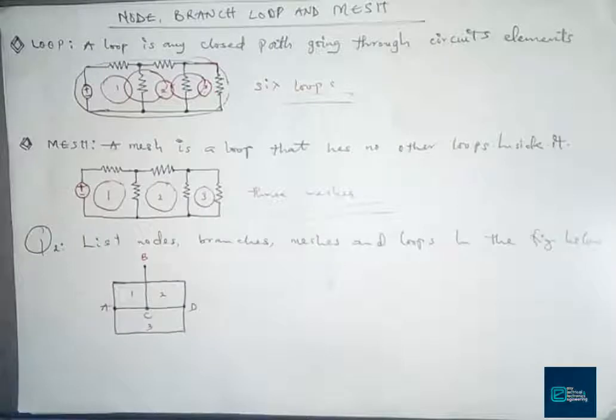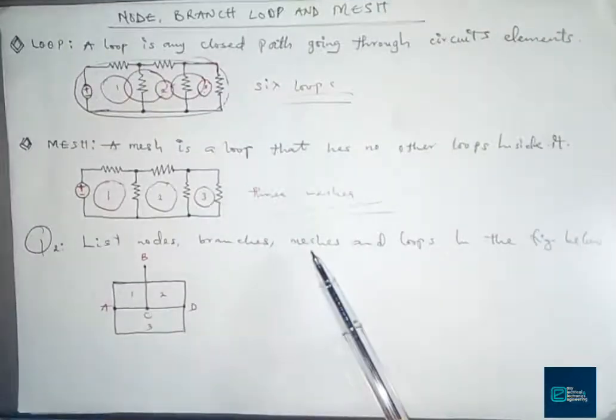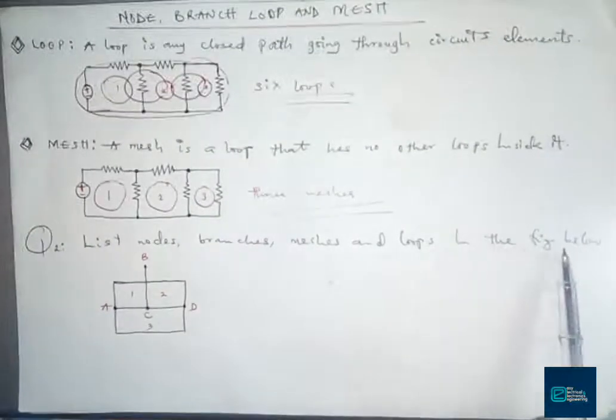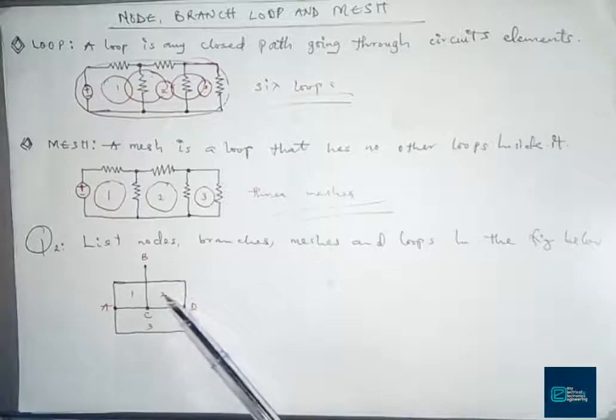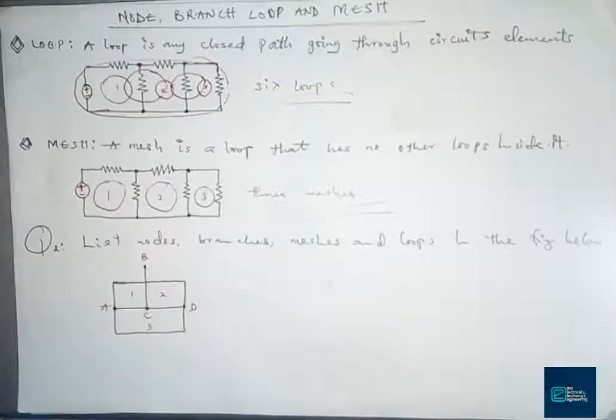And lastly, before we go, let's quickly take a look at this problem here. List nodes, branches, meshes, and loops in the figure below. This is a simple figure we have below. We want to list the number of nodes here, and I think we can get that easily from what we have explained. We said a node is a junction where two or more elements meet. So that is what we are going to be looking at here.